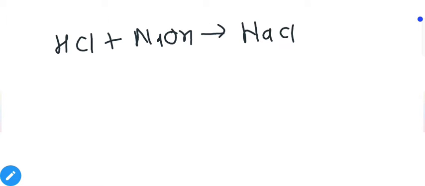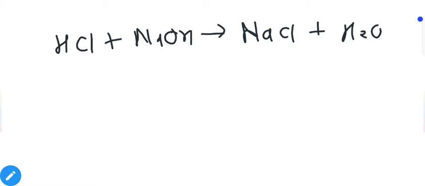Suppose we have the reaction HCl plus NaOH, a simple acid-base titration. It produces the salt NaCl and a water molecule. Now if this reaction is balanced, then the number of atoms on both sides, that means the product and reactant side, must be equal, and the total charge of all the reactants and all the products must be equal.